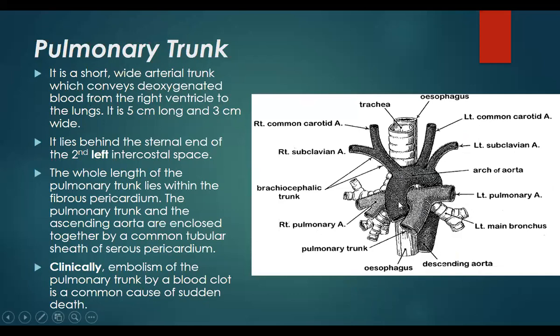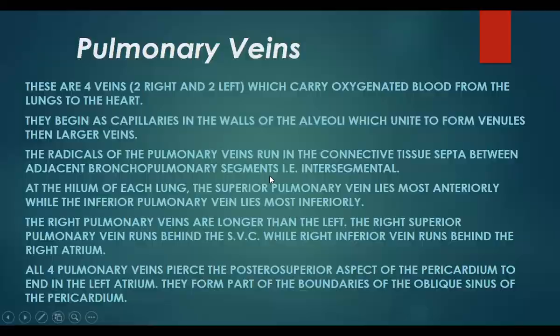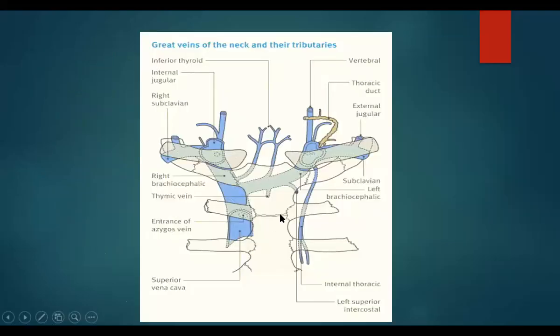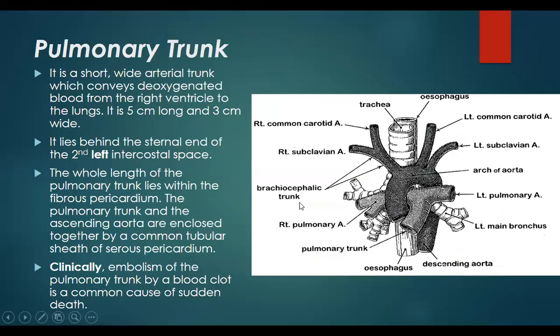So it will be pumping the blood to the lungs for oxygenation. It is just 5 centimeters long and 3 centimeters wide. So it is 5 centimeters long, and the width is much greater here, almost 3 centimeters wide. It lies behind the sternal end of the second left intercostal space. If you go back to this picture, here it will be behind the left second. Because it is going toward the left side, it will be behind the left second costal cartilage or the space.